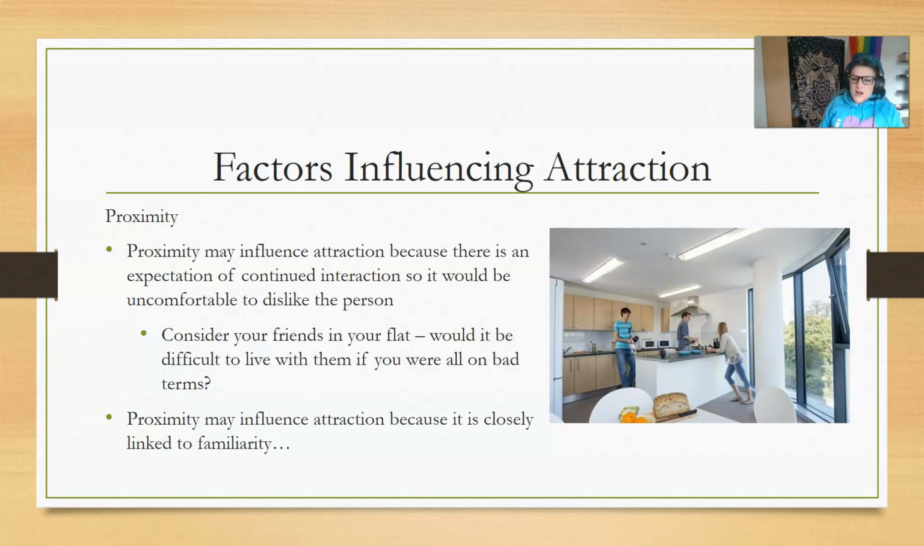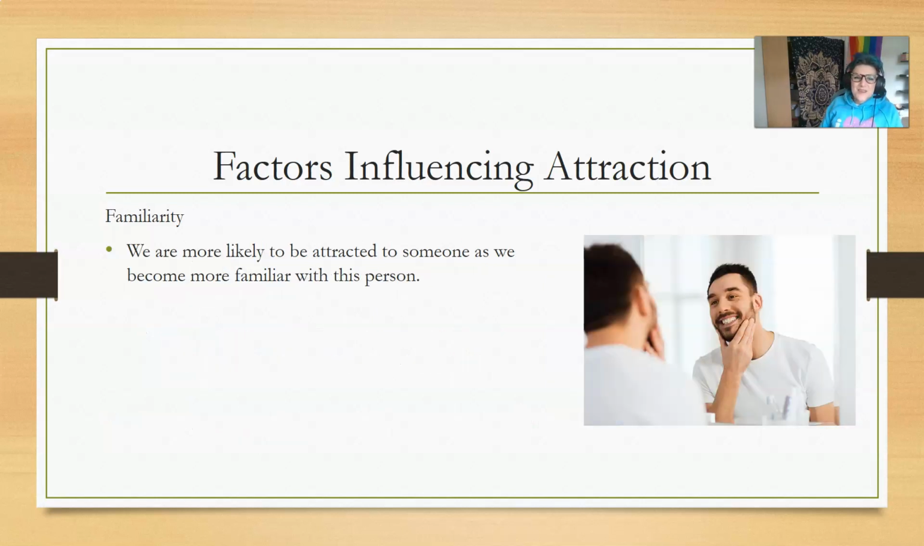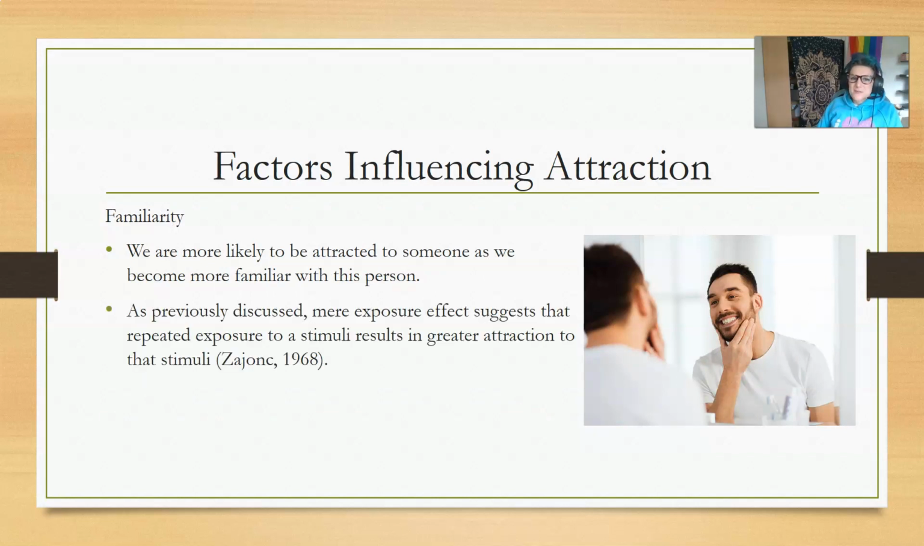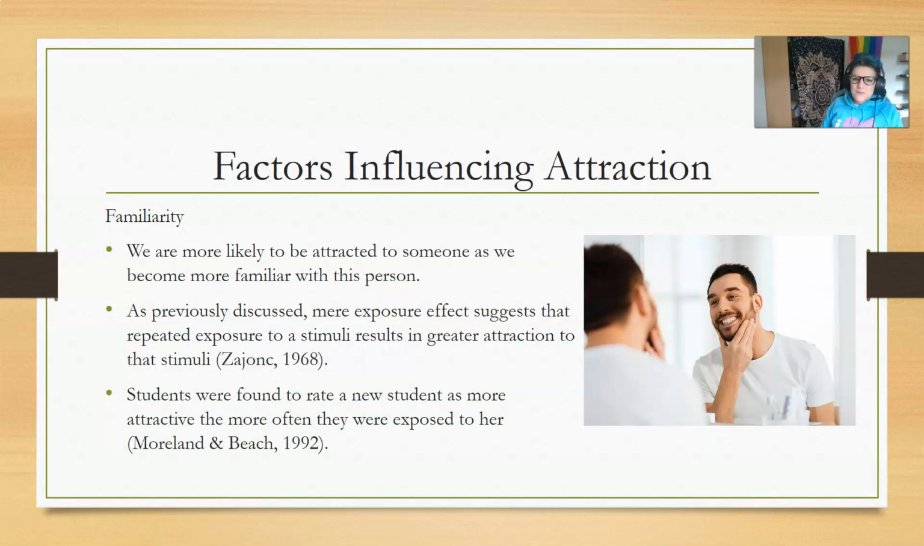Proximity may influence attraction as well because it's closely linked to familiarity, which is our next factor. We're more likely to be attracted to someone as we become more familiar with this person. The mere exposure effect suggests that repeated exposure to a stimulus results in greater attraction to that stimulus. For example, students were found to rate a new student as more attractive the more often they were exposed to her.